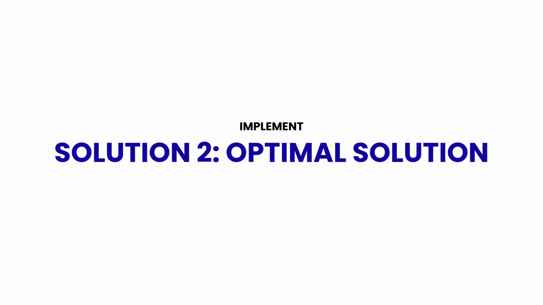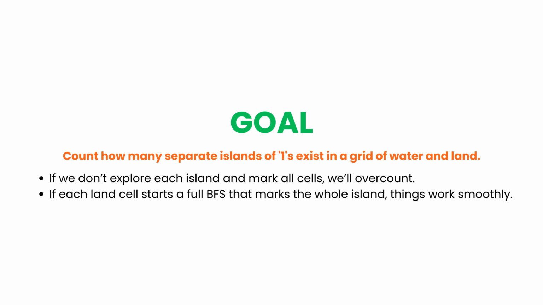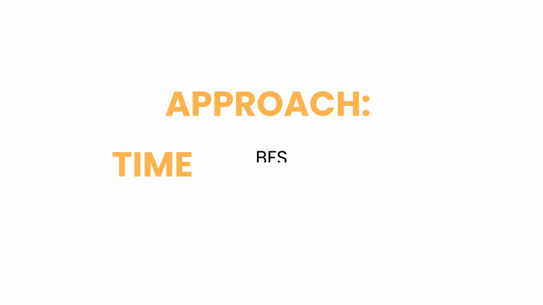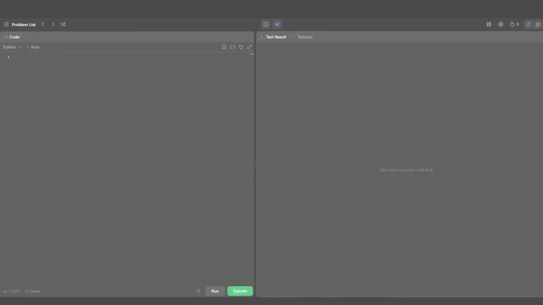Let's walk through this solution. The main goal here is simple. Count how many separate islands of ones exist in a grid of water and land. If we don't correctly explore each island and mark all its cells as visited, we'll overcount or double count islands. If each discovered land cell triggers a full BFS that marks its whole island, everything works smoothly. Approach: BFS. Time complexity: O(M×N).